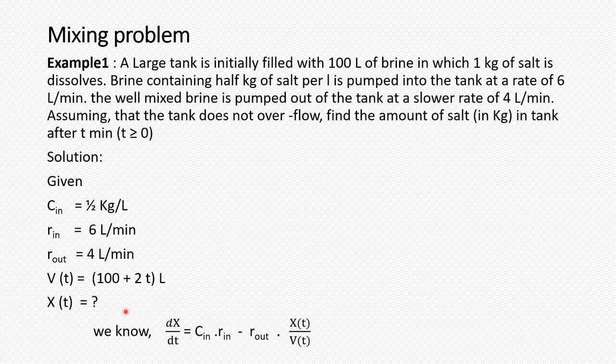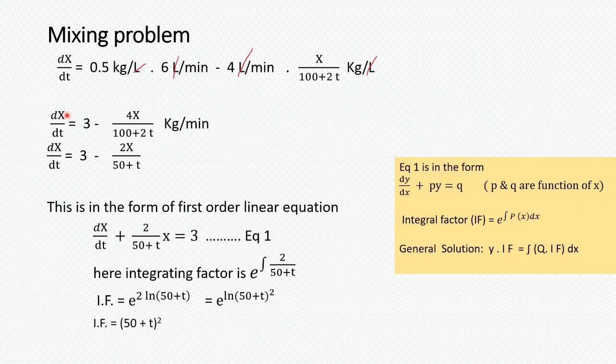We have to find x(t). We know dx by dt is equal to C in times R in minus R out times x(t) by V(t). Plugging in the values, we get this. Simplifying, we get this. Rearranging it, it is in the form of a first order linear equation. The integrating factor here is e to the power integration of 2 by 50 plus t. Integration of 2 by 50 plus t with respect to t: 2 is constant, hence taking it out, and integrating 1 by 50 plus t is ln of 50 plus t.